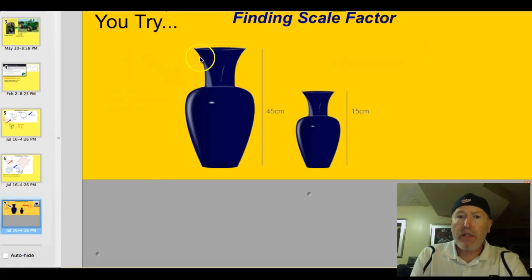Time for you to try one. See if you can find the scale factor of these two vases. This is 15 centimeters and 45 centimeters. Yeah, you only need one measurement. All right, let's see how you did.